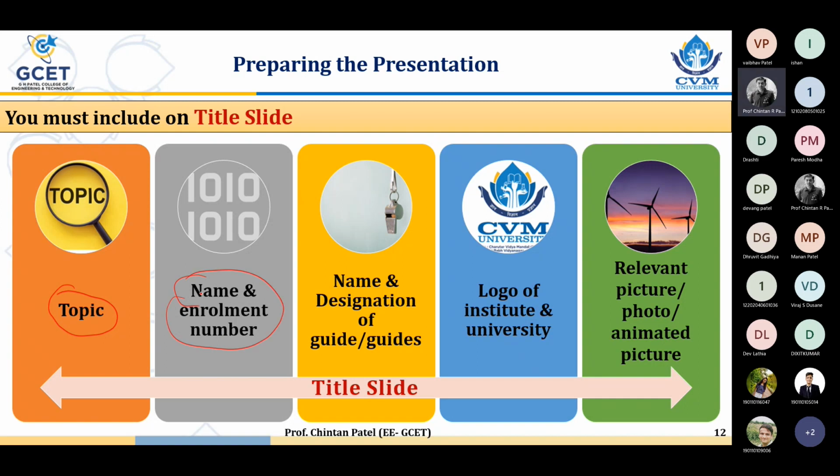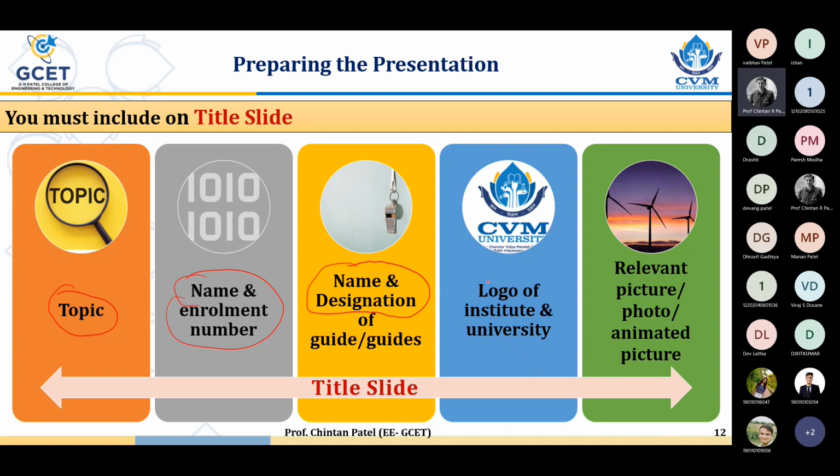Many times you put your name but you miss your enrollment number. Do not do this. Please insert name and enrollment number both. Third is the name and designation of the guide or guides. That means if there is one guide, only put that detail. If there is an internal guide and an external guide, you have to mention both the names with their designations.